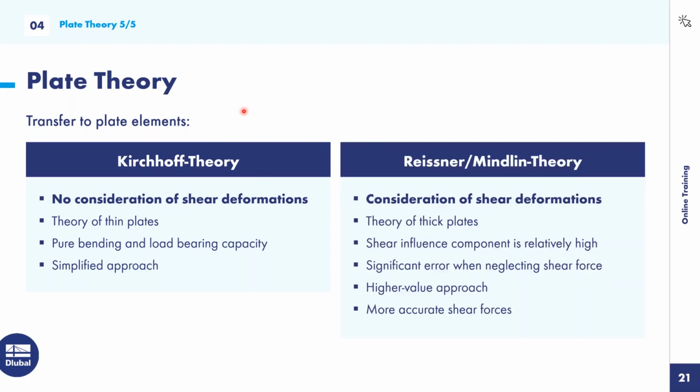Reissner-Mindlin theory, you get more accurate results because you're taking into consideration shear deformations. So if you're modeling something like a thick concrete slab or a foundation slab, something with a lot of thickness, then you want this, because the thicker the element is, the more your results are going to change because you're taking into consideration those shear deformations. So the shear influence for a component is very high for thick plates. If you're neglecting shear deformations for super thick plates, then you're going to have some significant errors in your results.